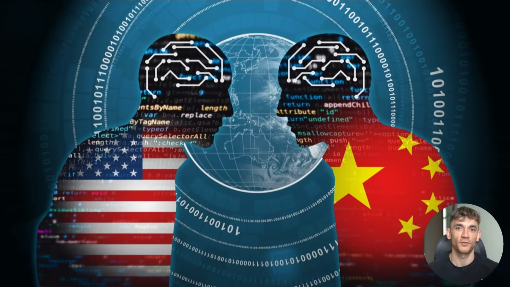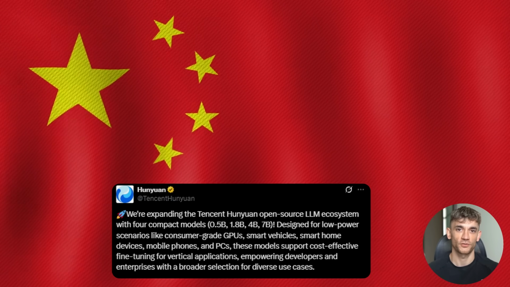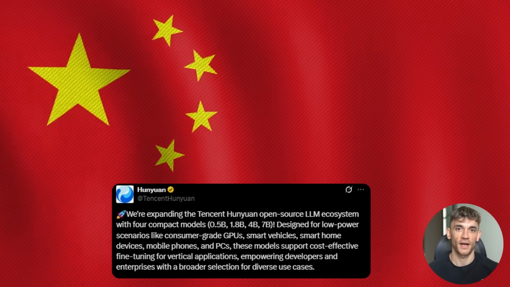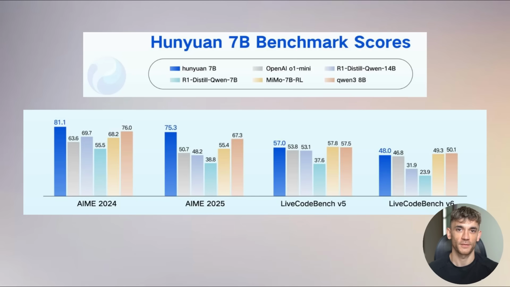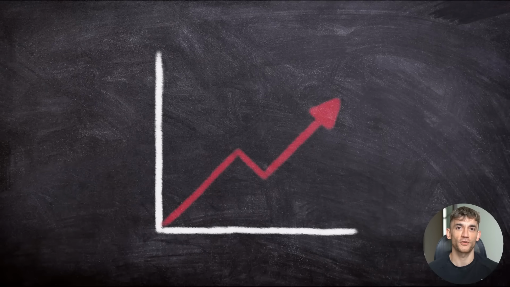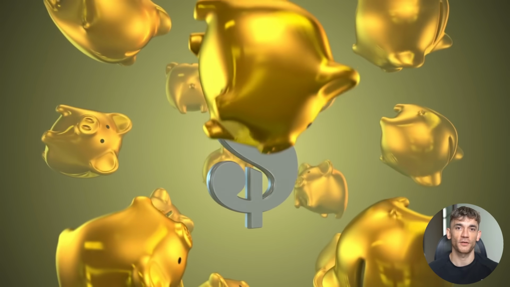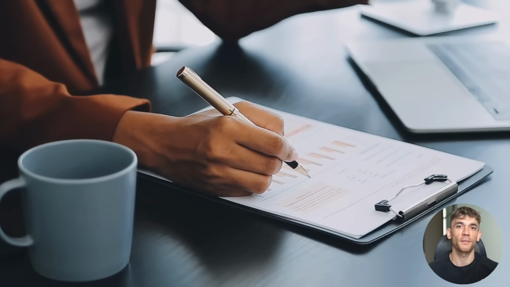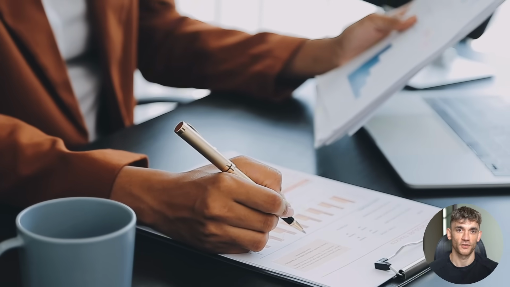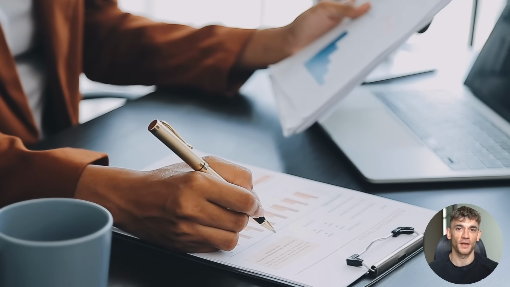Listen, I've been in the AI space for years. I've seen every major release, but what happened has me shook. Tencent just dropped 4 AI models that are making OpenAI and Google panic. They're completely free, open source, and you can run them on your laptop right now. The biggest one is competing with OpenAI's O1 mini model, a model that costs you money every single time you use it, and this Chinese model, zero cost. But here's what nobody's telling you. These aren't just good models, they're revolutionary. And I'm about to show you exactly why every business owner, content creator, and developer needs to know about this.